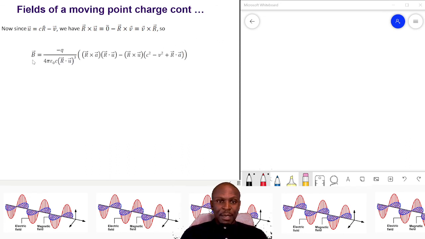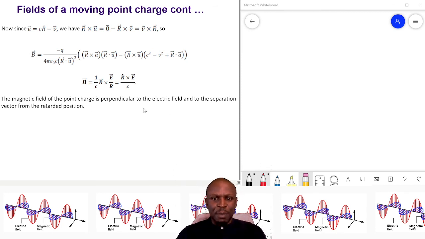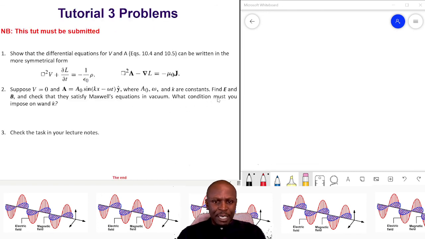Now from there, the magnetic field can be given by this equation here. B will always be given by the R unit vector cross E, and this is telling us that B and E are perpendicular to each other. The magnetic field of the point charge is perpendicular to the electric field and to the separation vector from the retarded potential.